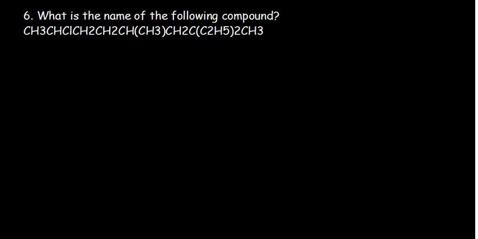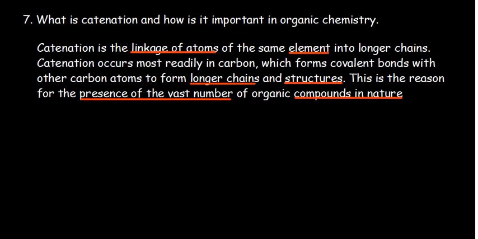Okay, so what is the name of the following compound? You need to work with the IUPAC rules for you to be able to do that question. And the last part of the question says, what is catenation and how is it important in organic chemistry? So catenation basically involves the linkage of atoms of the same element into longer chains. Catenation occurs mostly in carbon, which forms covalent bonds with other carbon atoms to form longer chains. So basically the most important reason for catenation is that it allows carbon to form very long chains and structures, because it has the ability of linking itself.